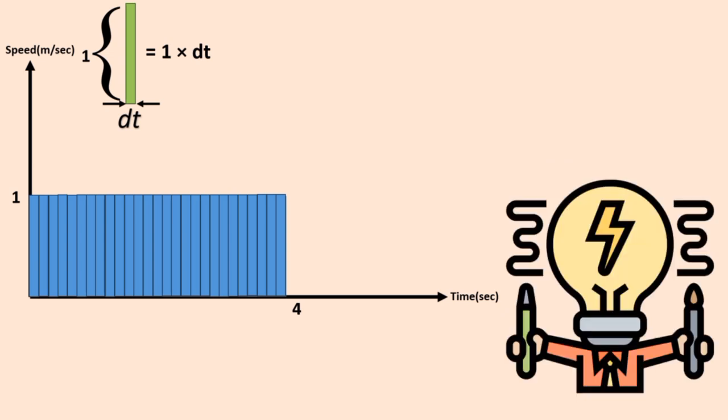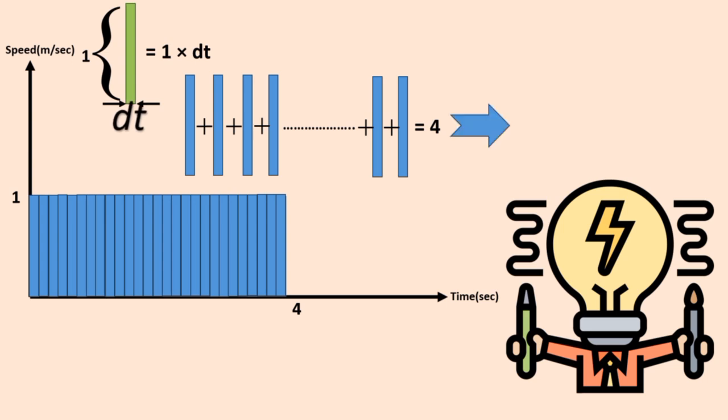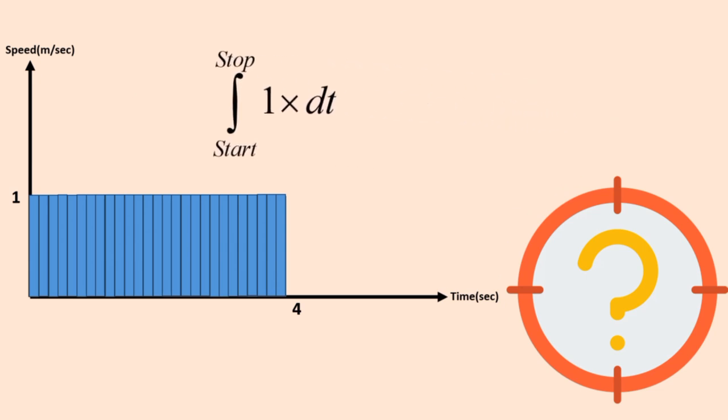Now here's the powerful idea. If we add up the areas of all these thin rectangles, not just a few, but infinitely many of them, we capture the total distance exactly. This process of adding up infinitely many tiny areas, each with width of dt, is what we call an integral of dt.